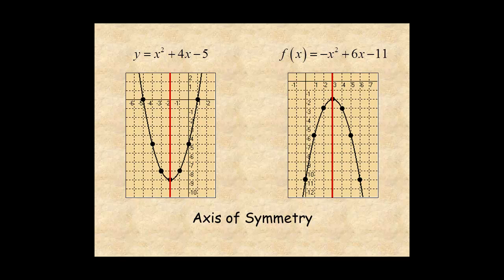For example, notice that this point is 2 units to the right of the axis. So you know there must be another point 2 units to the left. Over here, this point is 3 units to the left of the axis. So you know there must be another point 3 units to the right.